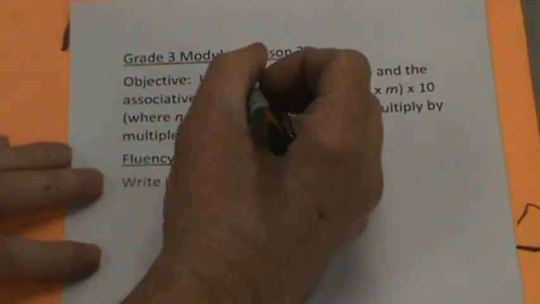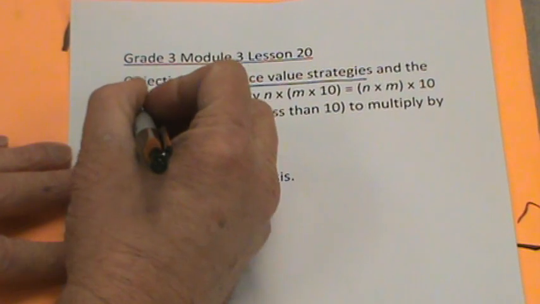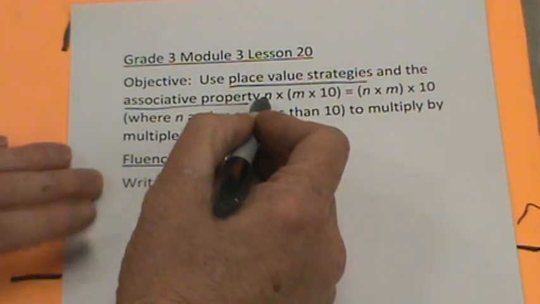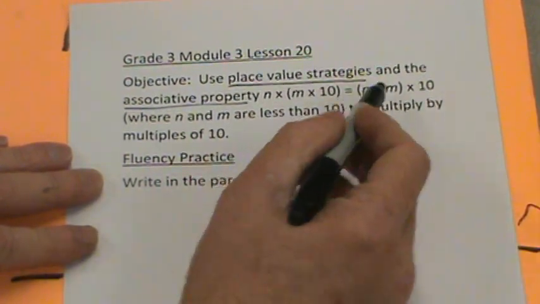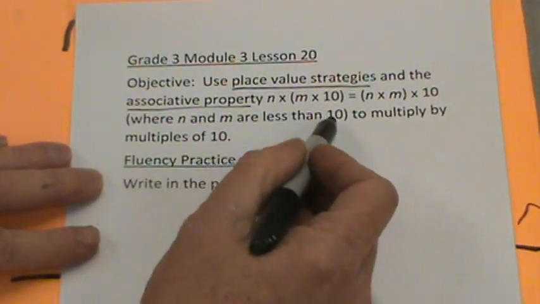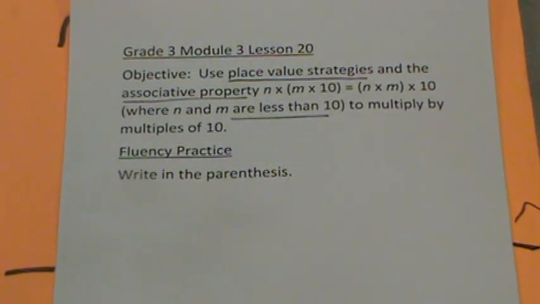All right, let's look at our objective today. We're going to use place value strategies and the associative property. Here's the associative property: a number, n times m times 10 equals n times m times 10, where n and m are less than 10, to multiply by multiples of 10. So we're going to be working with 10 again, just like we were doing yesterday. I hope you remember, I know I did.